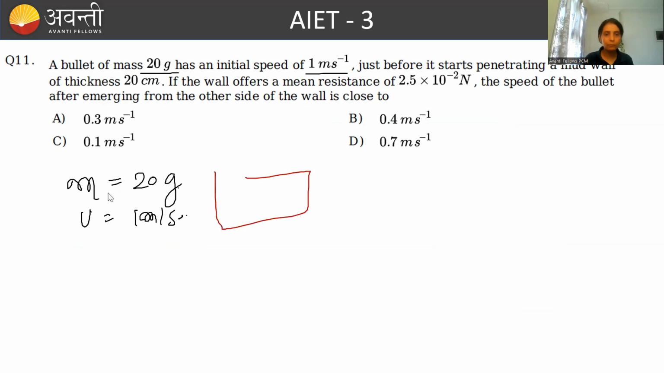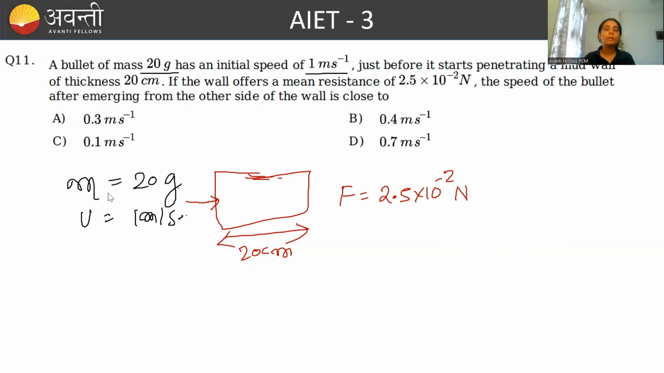So do one thing, draw a wall here. Okay, this is the mud wall. And what is happening? It will start penetrating this wall. Its thickness is given, that is your 20 centimeter. And this mud wall is offering some resistance to the bullet. And that resistance force is given here. And that is your how much? 2.5 into 10 to the power minus 2 Newton, right?